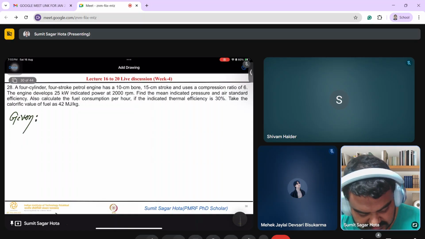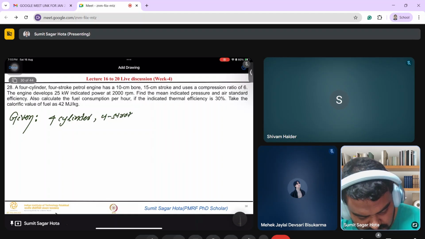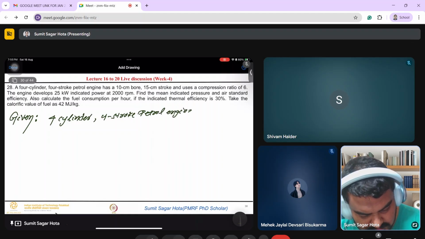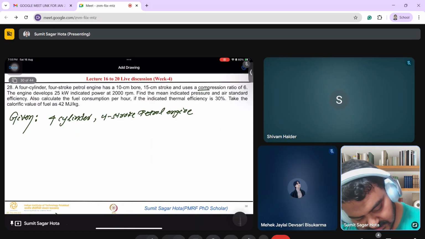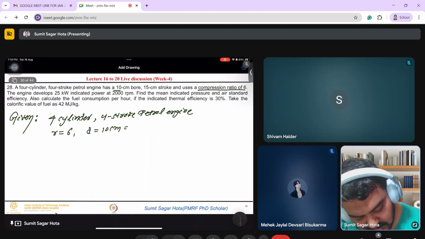So let's start with the things given. This is a four cylinder, 4-stroke petrol engine. It's given that the compression ratio is 6, so r is equal to 6. The petrol engine has a bore diameter of 10 centimeter, so it's equal to 0.1 meter.